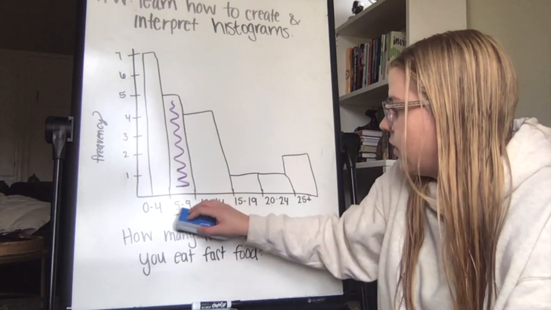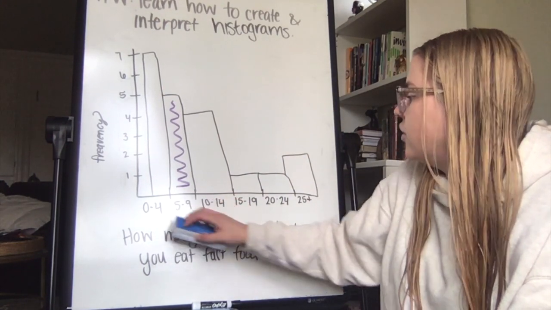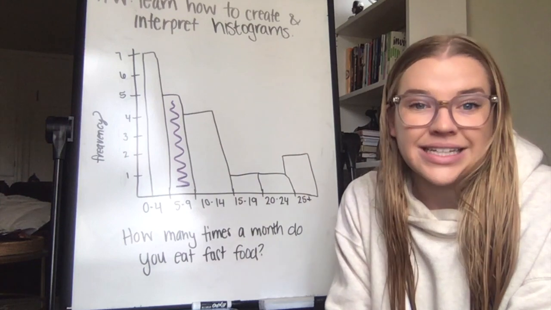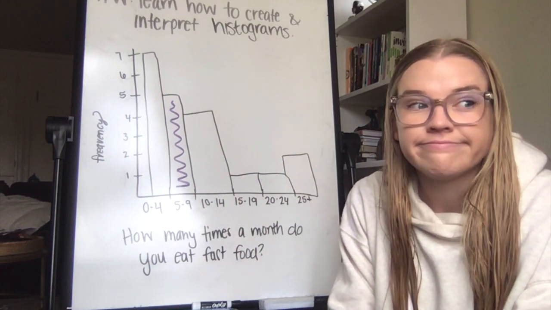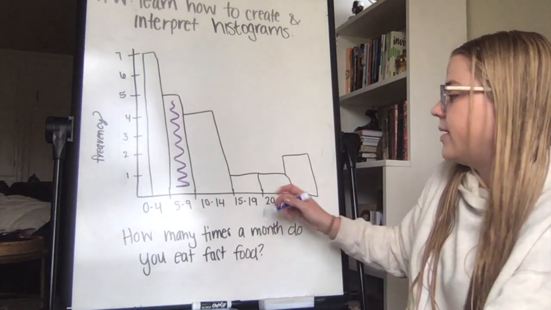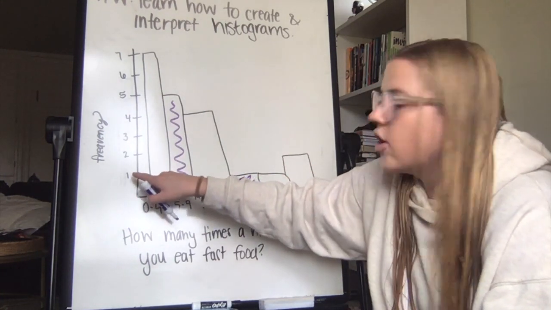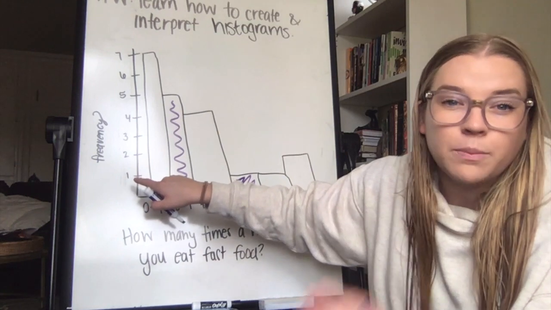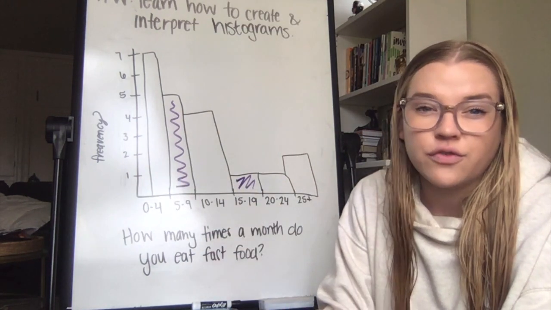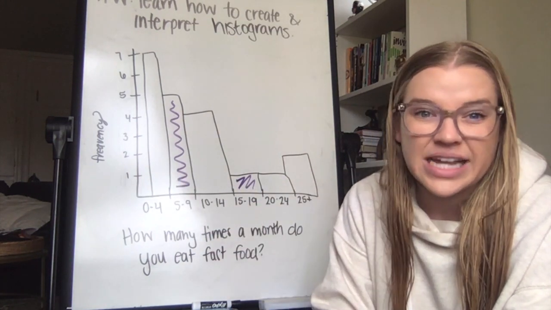Okay, let me ask you a different question. How many people ate fast food between 15 to 19 times a month? Your answer should have been 1. If I'm looking at this column right here, if I match it up, it only goes over to 1. So that means only 1 person answered that they eat fast food between 15 to 19 times per month.